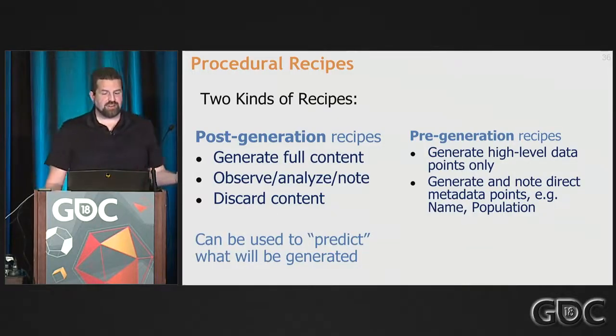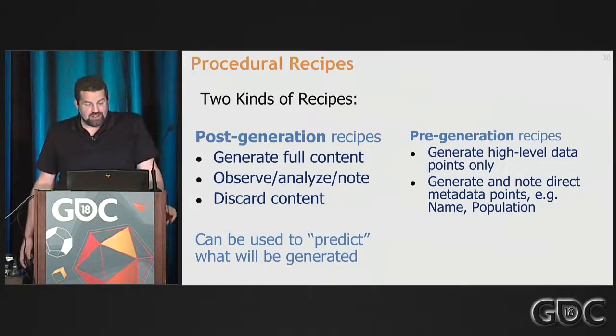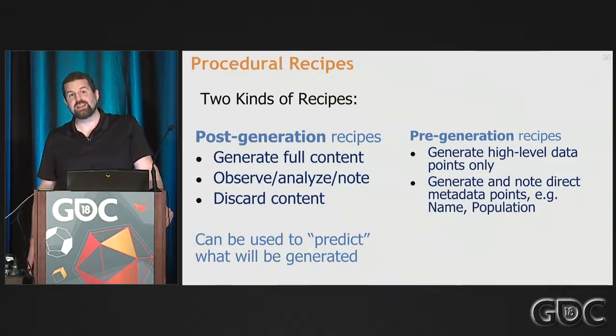So the post-generation recipes, once I've written them down, effectively are a foolproof way for me to be able to predict what will be generated the next time I pull that seed up, right? When I do really generate it in the game for real.